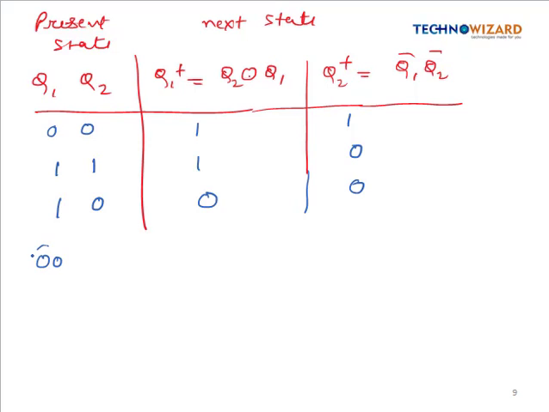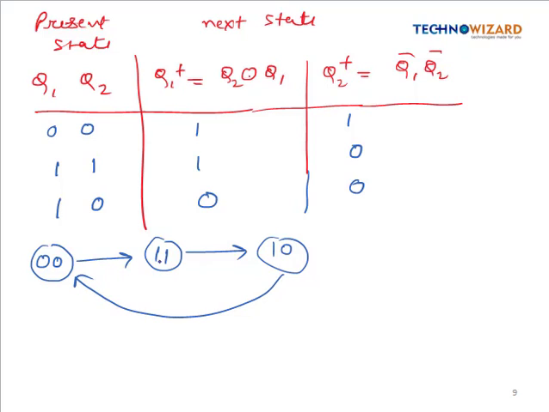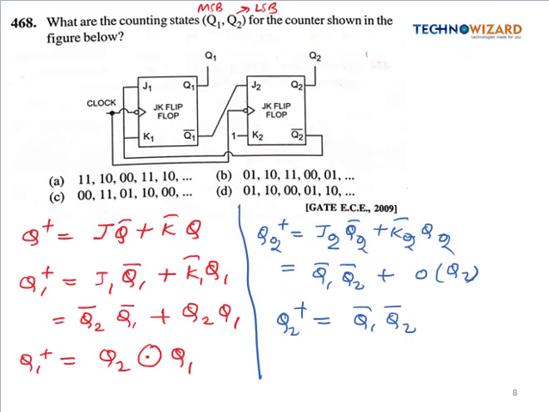First we started from 0 0, then after the first pulse it will go to 1 1, after 1 1 it will go to 1 0, and then it will go back again to 0 0. So our sequence is 0 0, 1 1, 1 0, 0 0 and so on. So see here, this is matching with option A.